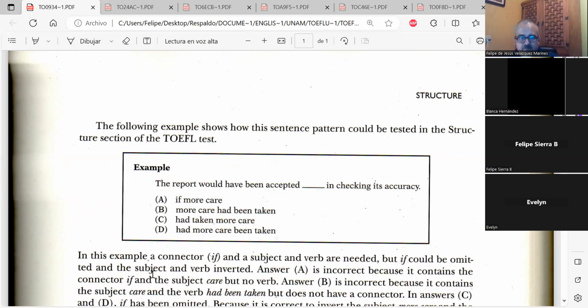More care being taken in checking its accuracy. The report would have been accepted had more care been taken. Yes, letter D, had more care been taken. Auxiliary, subject, verb, yes. Had more care been taken. Very good.